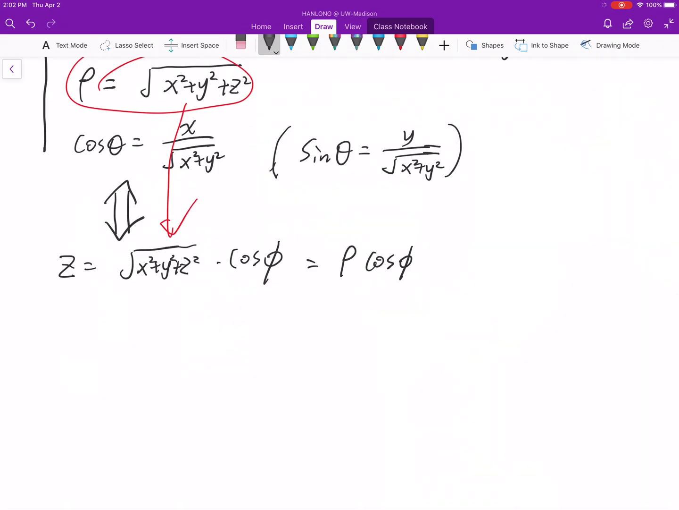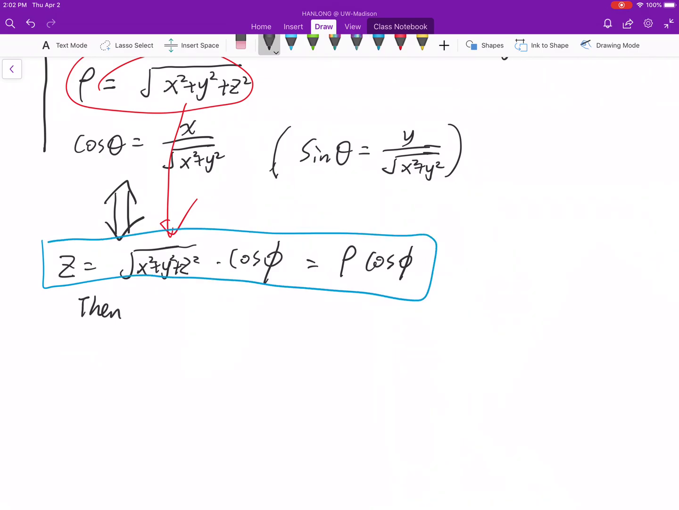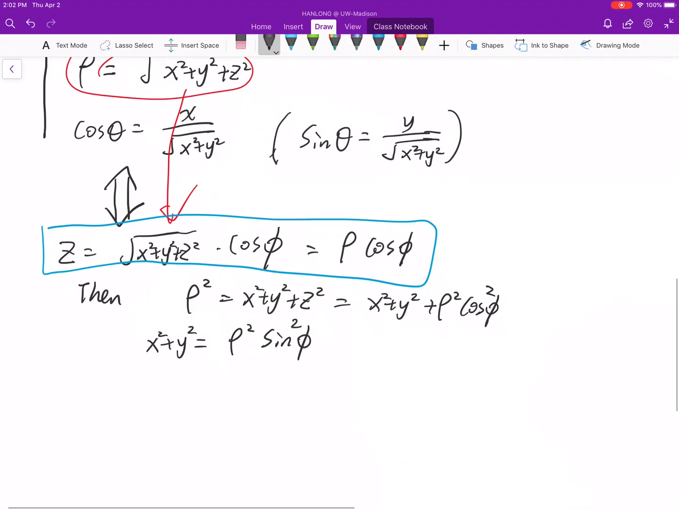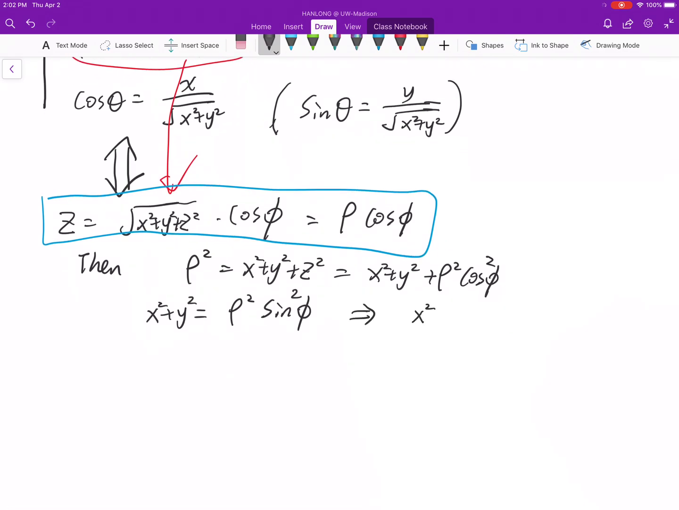Okay, and now, so this is one equation we need, and then rho squared equals x squared plus y squared plus z squared, and if we plug in the formula for z, we have this one, and then what do we have? We have x squared plus y squared equals rho squared sine squared phi, or the square root of x squared plus y squared equals rho sine phi.